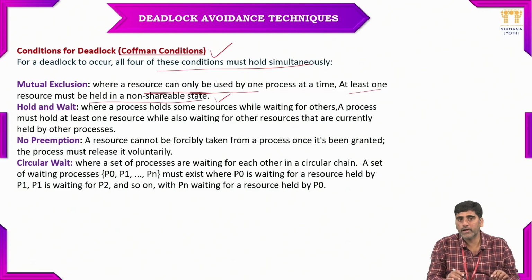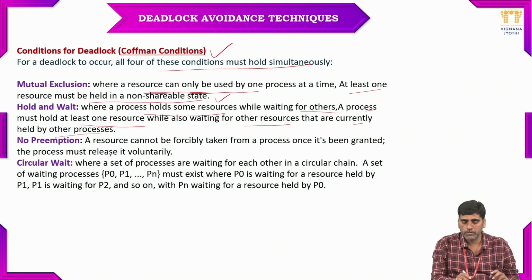And the second one, hold and wait, where a process holds some resources while waiting for others. A process must hold at least one resource while also waiting for other resources that are currently held by other processes. So one process is holding some resources, and the other processes are waiting for the resources held by it. That means one process is in hold mode and the other process is in hold-and-wait mode.